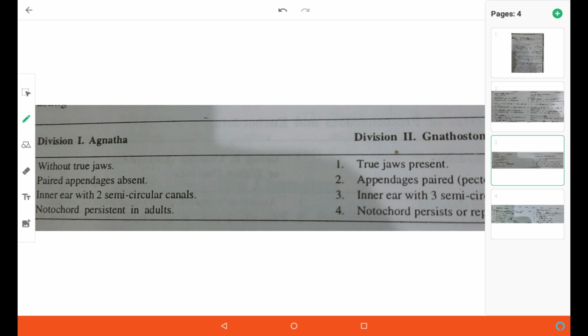The internal ear has only 2 semicircular canals in jawless classes, and the internal ear has 3 semicircular canals in animals having jaw. Notochord persists in gnathostomata or is replaced by vertebral column, whereas notochord persists even in adults in the animals without the jaws.